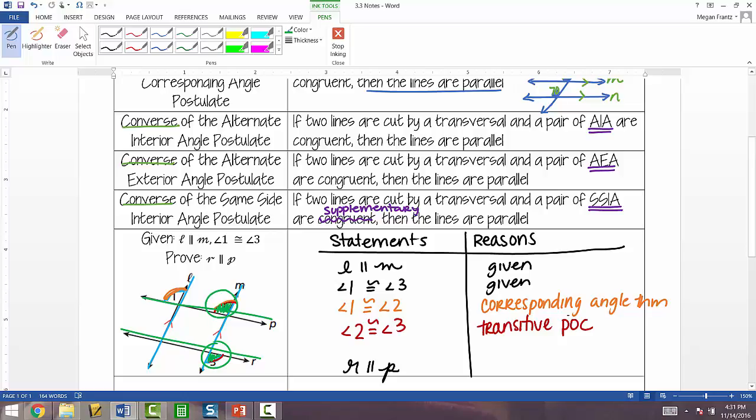Hopefully you said alternate exterior angles, and we're going to use this right up here, the converse of the alternate exterior angle postulate that says if these two are the same, which we know they are, right here we have them, then we can say these two lines have to be parallel. So our reason over here is the converse of the alternate exterior angle theorem.